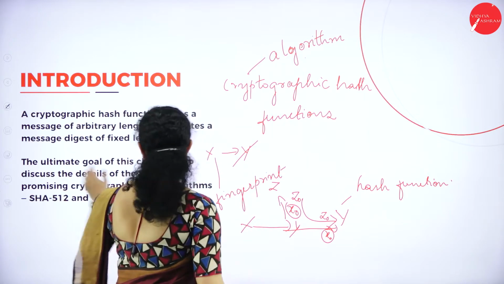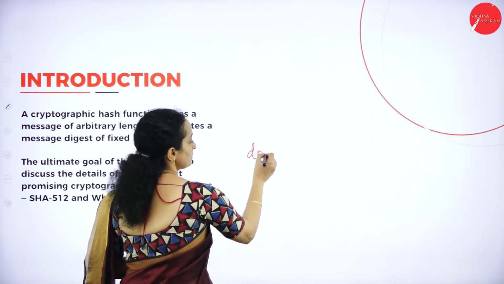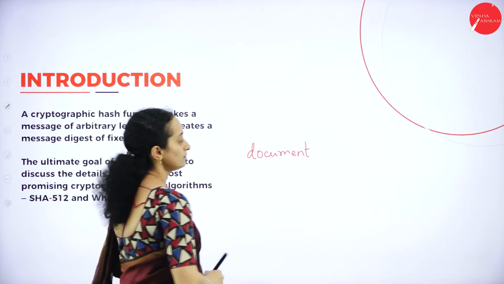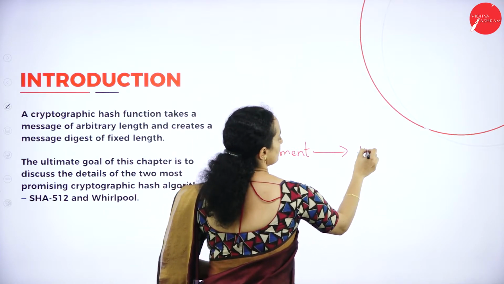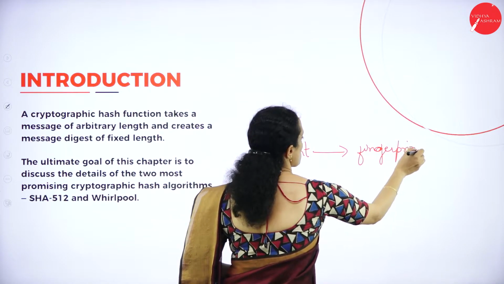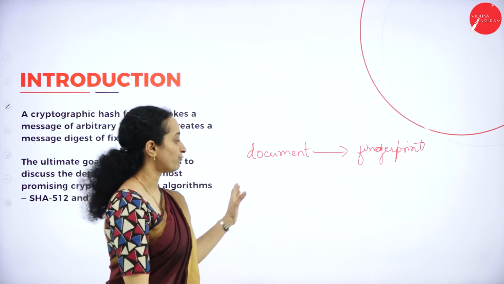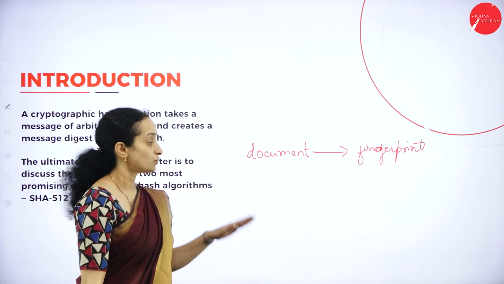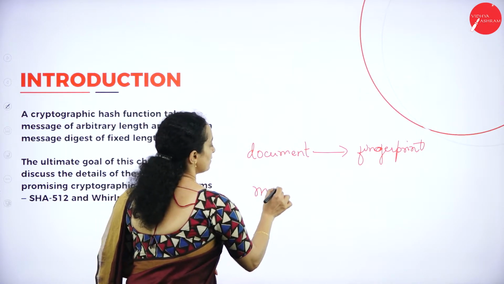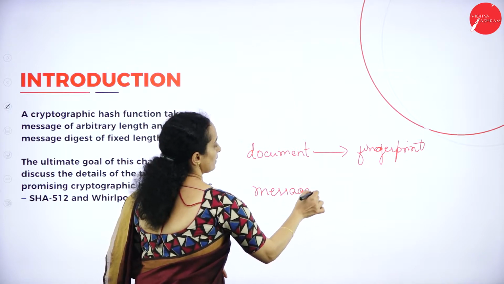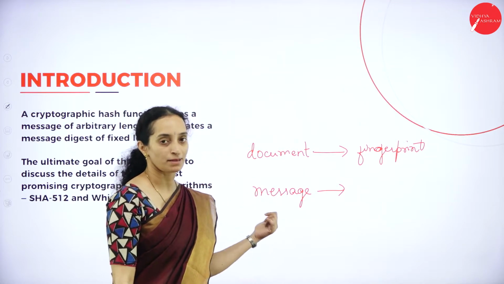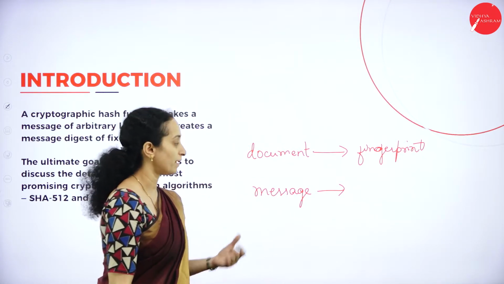Okay, so here we have the document, in normal words, and the document is confirmed with a fingerprint. This is the method that we follow in the real world, isn't it? So the real world document and fingerprint will be replaced in computers by the message. So the document is replaced by a message, the message sent by a sender.